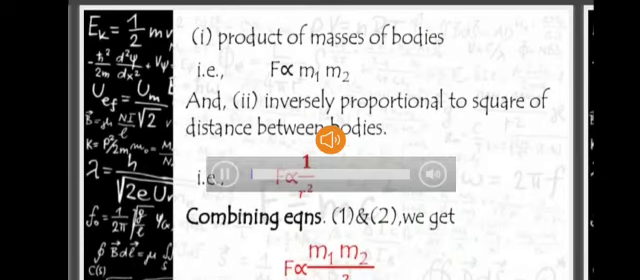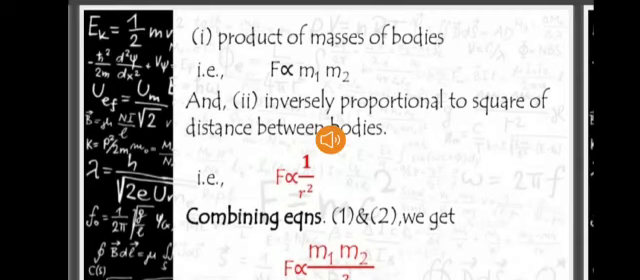F is directly proportional to the product of masses m1 m2. F is inversely proportional to 1 by r square. To remove the proportionality, we will use a constant. So F is directly proportional to m1 m2 by r square. F is equal to capital G m1 m2 by r square, and capital G is the universal gravitational constant.